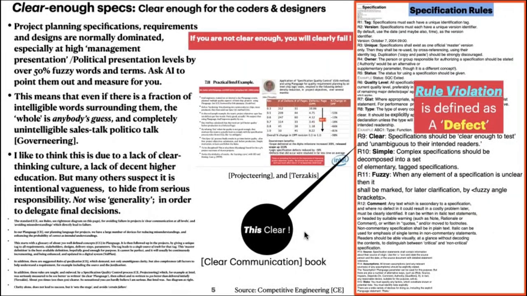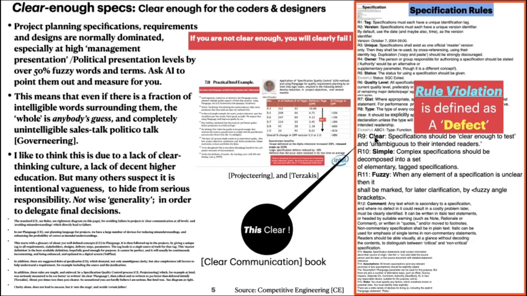Okay, here's another view of the same thing. Here are some we call specification rules, and they're the official rules. These are published in my book, Competitive Engineering, free copy here. If you see anything in square brackets, it means at the back of the slides, there's some references, and in the references, there's a free download URL. So you get a free copy of the book. In the book, we've published some rules.